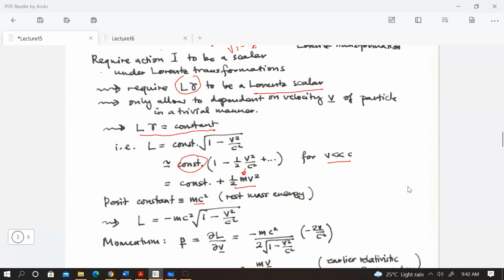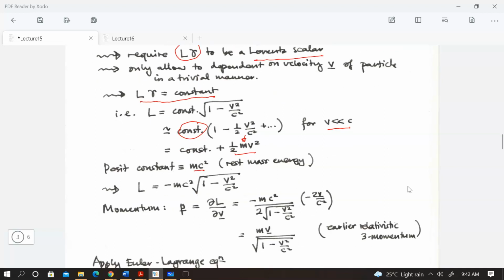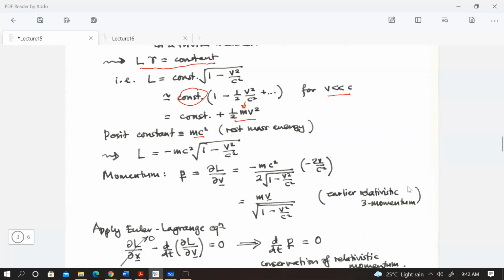Okay, so what's your Lagrangian then? Your Lagrangian then will be this constant. I think we need to put a minus sign here to get rid of this minus sign over here. Okay, so you get minus mc squared multiplied by this inverse of your relativistic factor, which is the square root of 1 minus v squared on c squared. Okay, so that is how we come to the point of defining your relativistic Lagrangian.